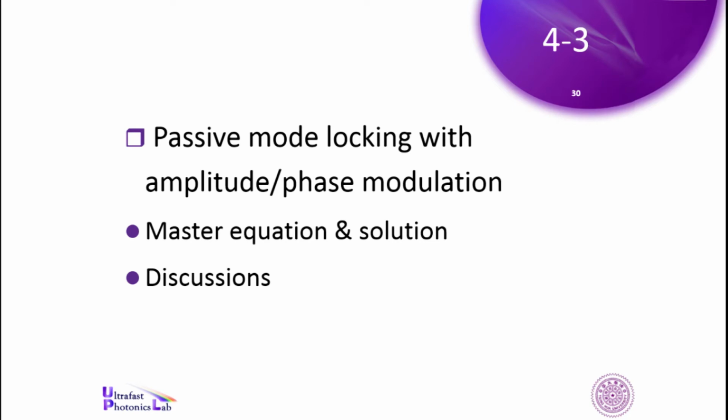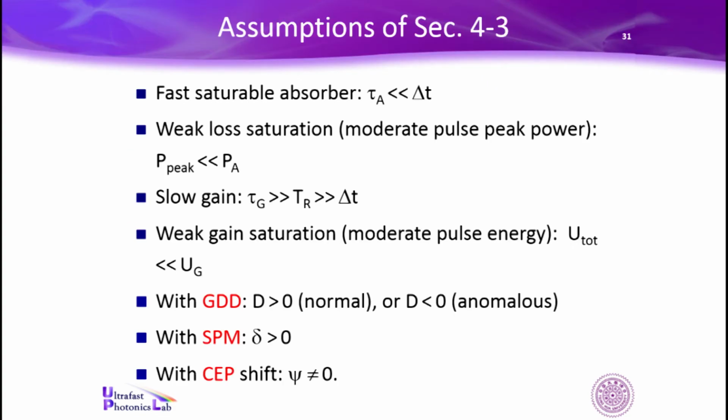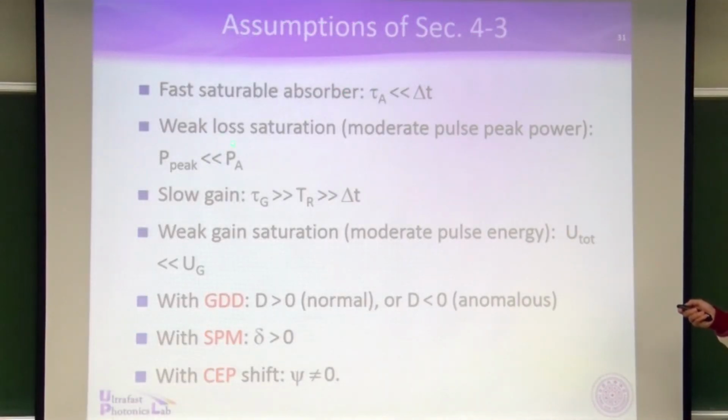Okay, we can move on to the third section, passive mode-locking with both amplitude and phase modulation. So we will start with the master equation and the corresponding solution, followed by some discussions. So let's start with the assumptions, all the assumptions we have to make in this section. The first four are the same as we did in section 4-2. You have fast saturable absorber, you have weak loss saturation, slow gain, and weak gain saturation. Everything is the same as before, but the last three are different.